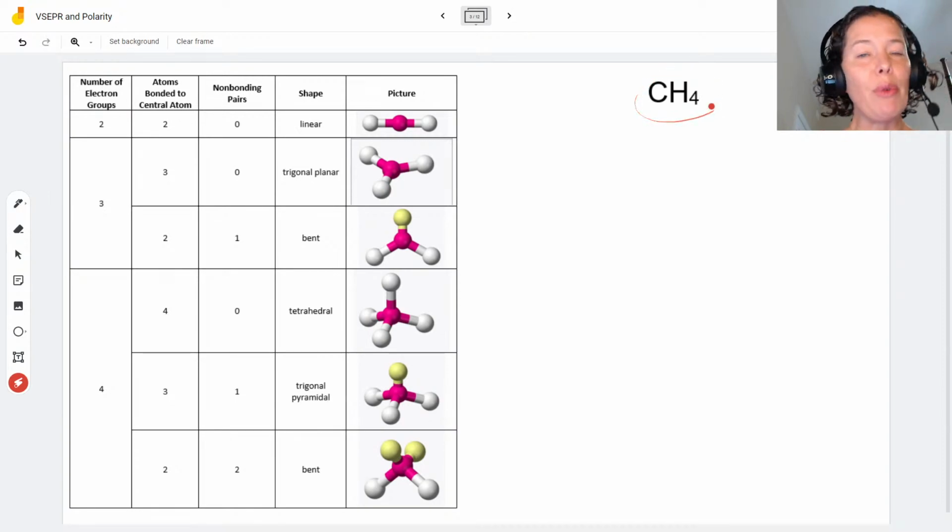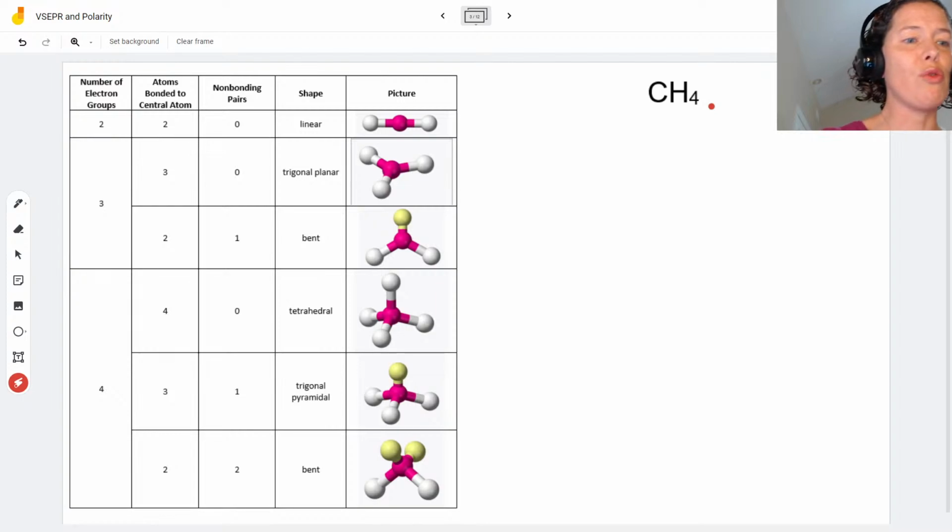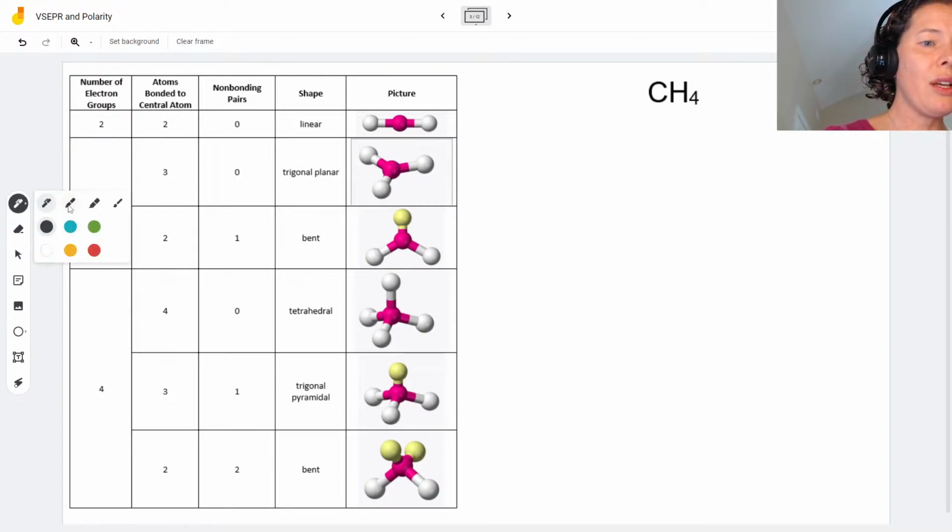So for our first example, we're going to go for methane, or CH4. Now, I am not going to go through all the steps for the Lewis structure because we did that last week. I am just going to draw the Lewis structure.